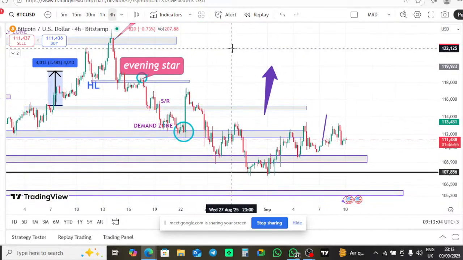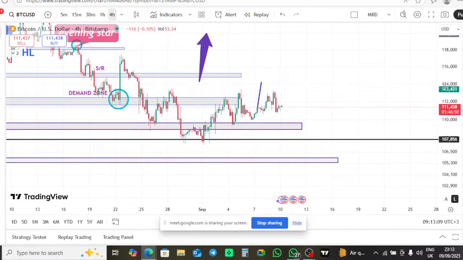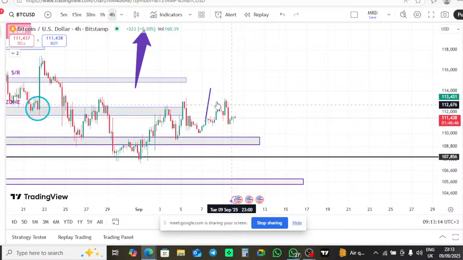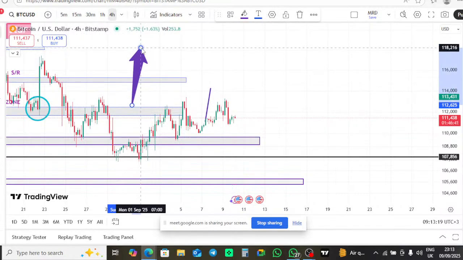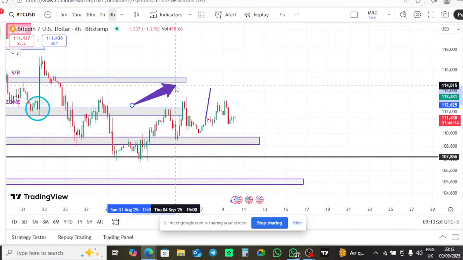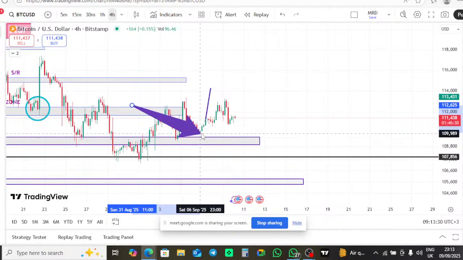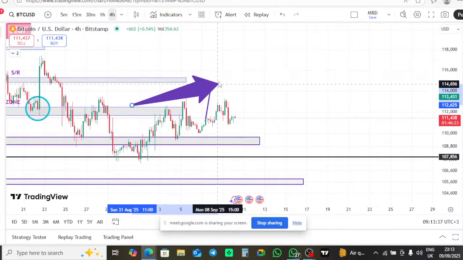We are here and we are still dancing around this area, but trust me, we expect something from Bitcoin. I may not know when, but at least we can see the progress. Last time I told you, after rejecting this area, we were here and I told you that Bitcoin is coming to this area.